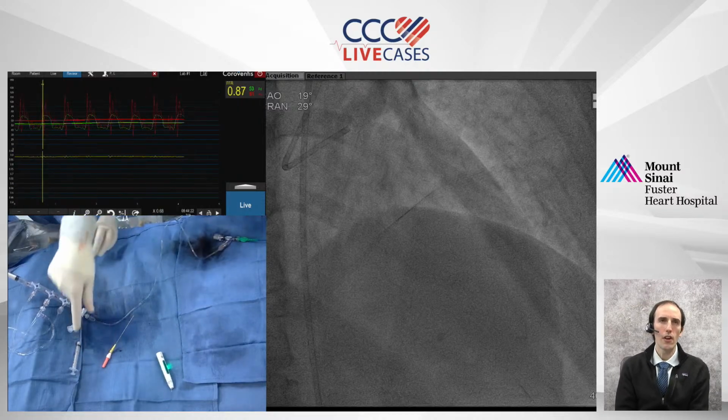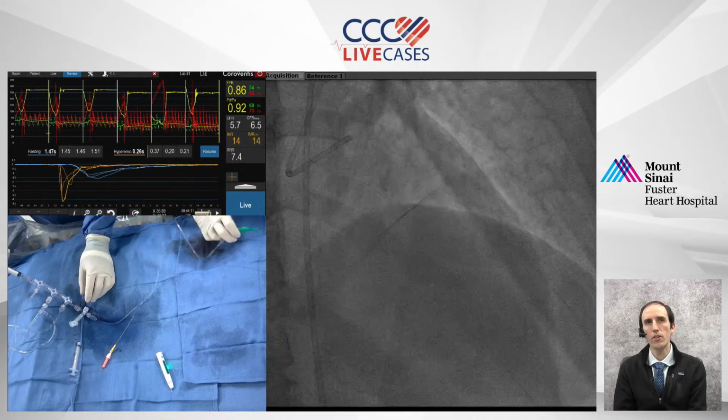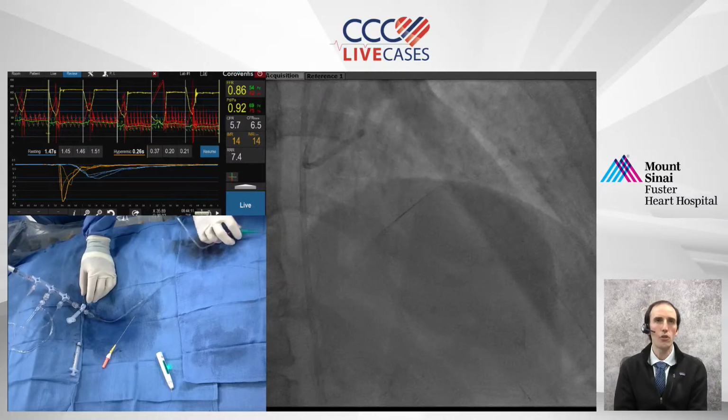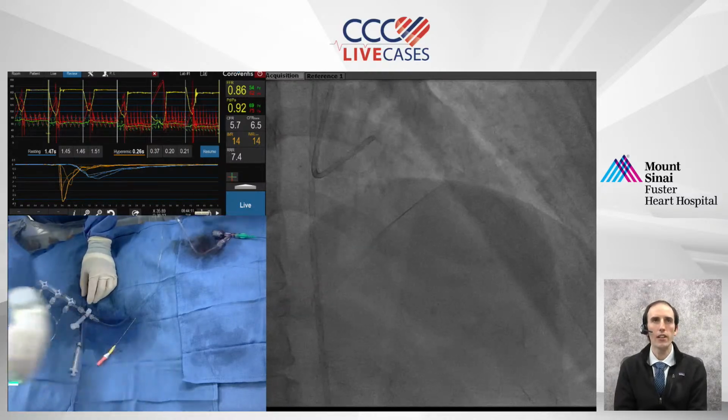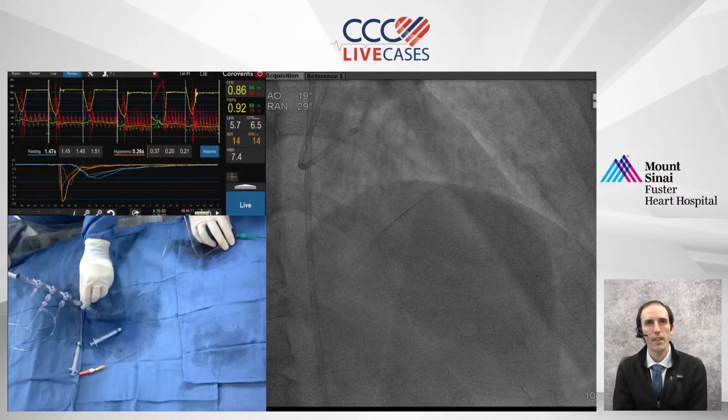Yeah, and I think that you have such compelling and convincingly normal IMR and normal coronary flow reserve here that even a little drift is not going to change your diagnosis. We have air. Yeah. Let me just get it out.